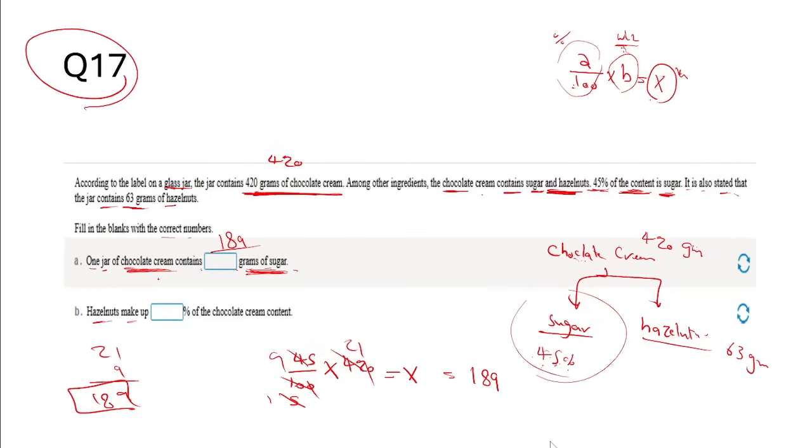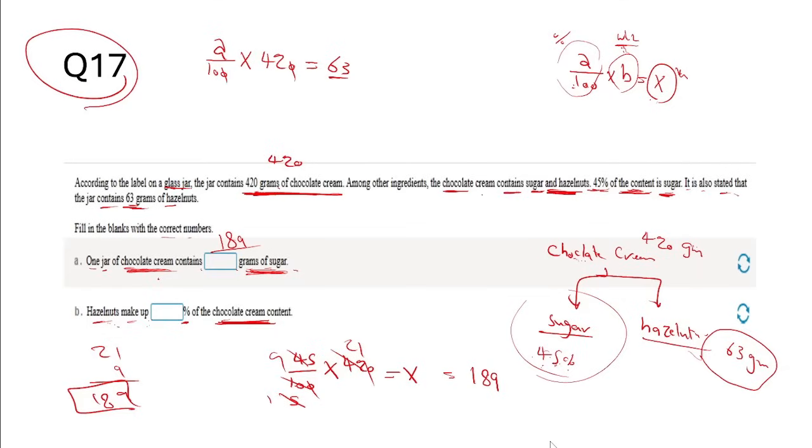Okay, hazelnut makes up what percent of the chocolate cream content. He has the value of the hazelnut, which is 63 grams. Now he wants to know what the percentage is from that content. So we'll apply the same thing. We need the percent, A over 100, multiplied by 420 equals 63. This is the hazelnut, gram per gram.